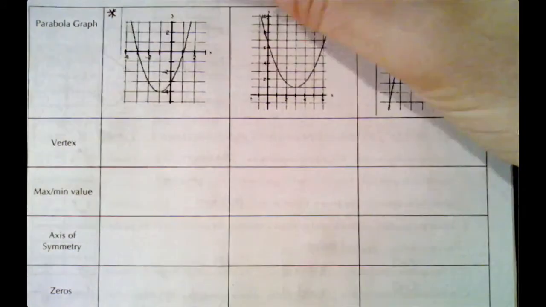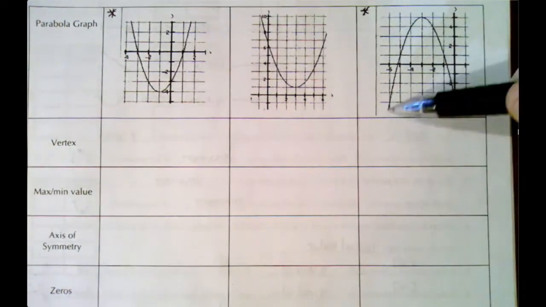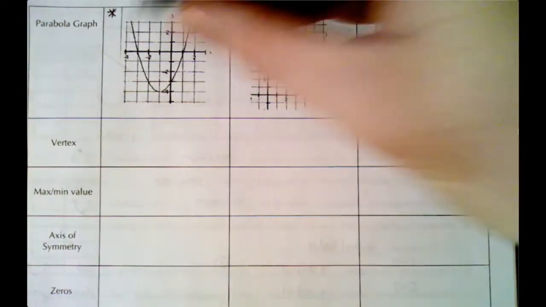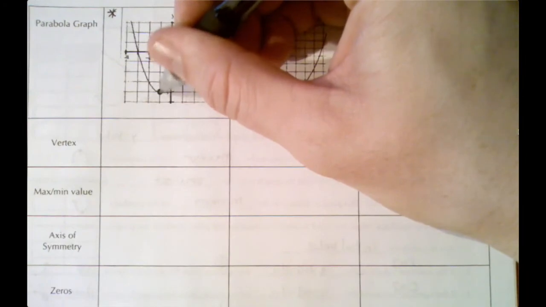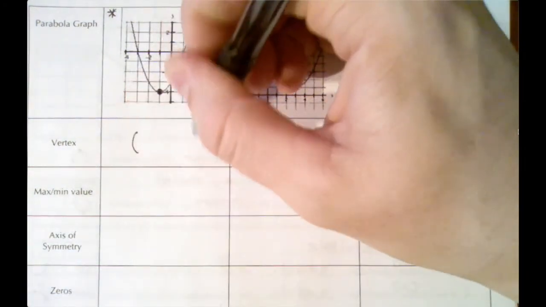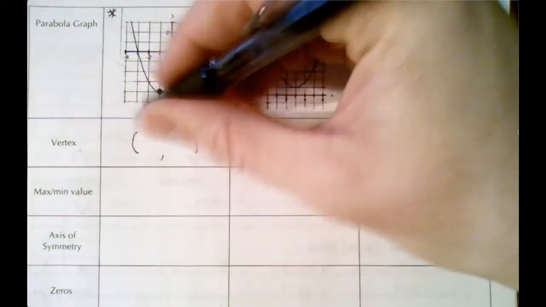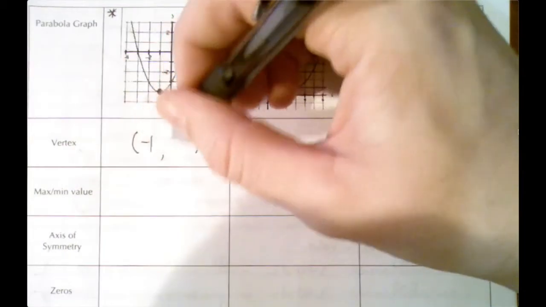Vertex. Vertex is that turning point where the graph goes from down to up, or in the case of this one, up to down, where the graph turns. So our vertex is right here, and the vertex is a point. So we need the coordinates for our vertex, and our vertex would be -1 for x and -4 for y. So -1, -4.